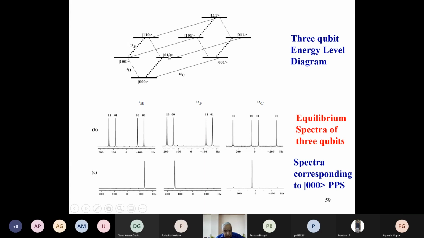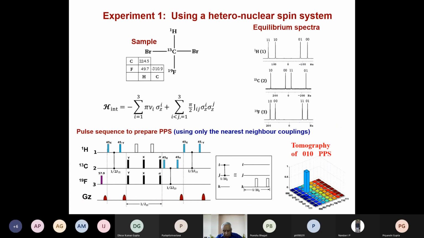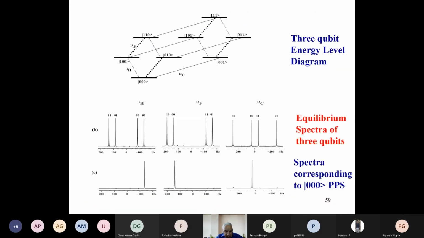And if you take the spectrum, then I should see one line for each of these 3 spins: carbon-13, proton, and fluorine. This is also a very good indicator that there is excess population in only level 000. Tomography is more pictorial, but to do the tomography, we have to do a large number of experiments to read the whole density matrix. Here we just need a single experiment at each spin, so it's easier to read. That is the pseudo-pure state.